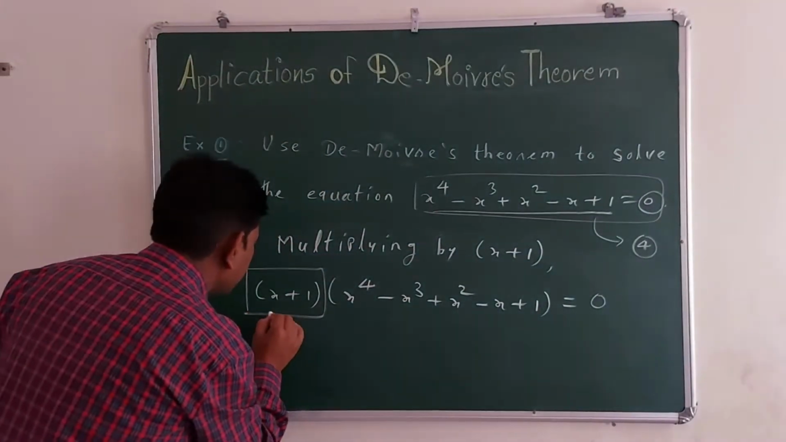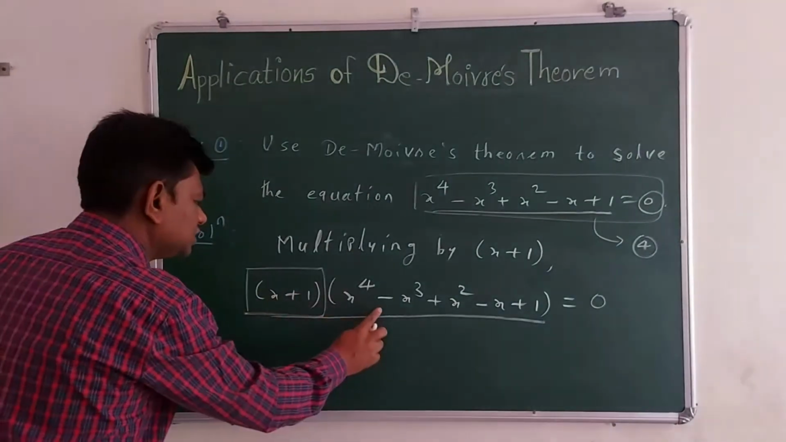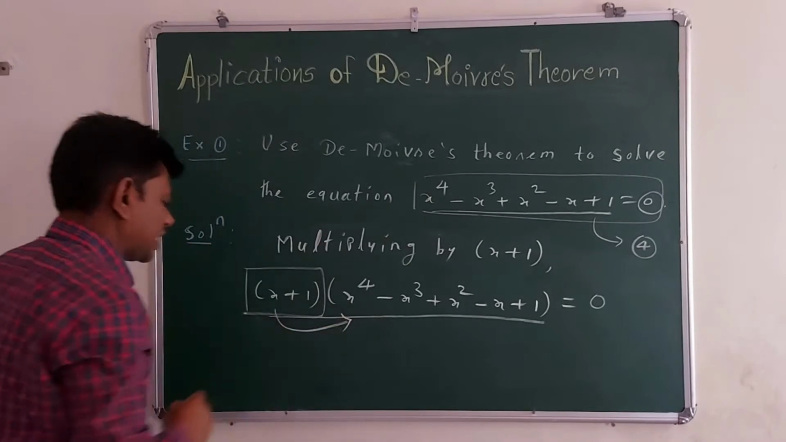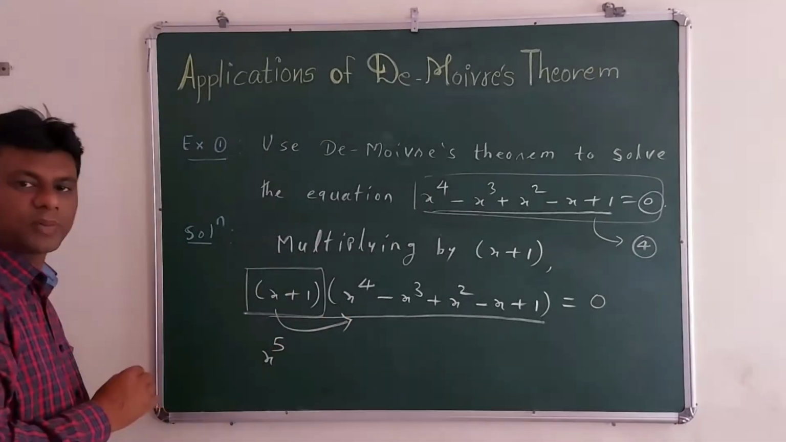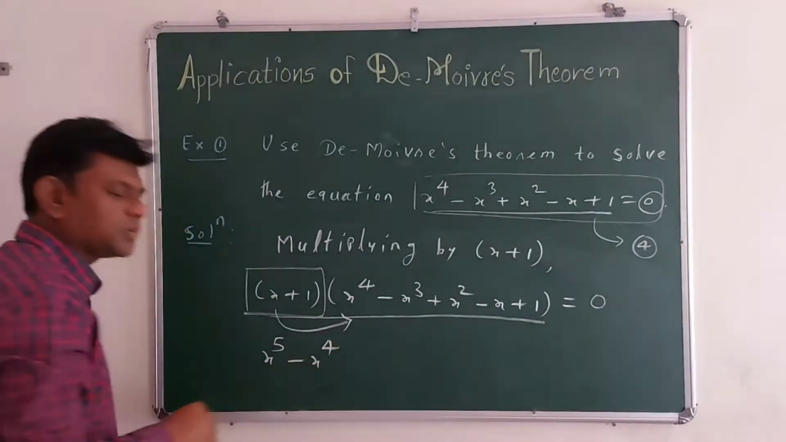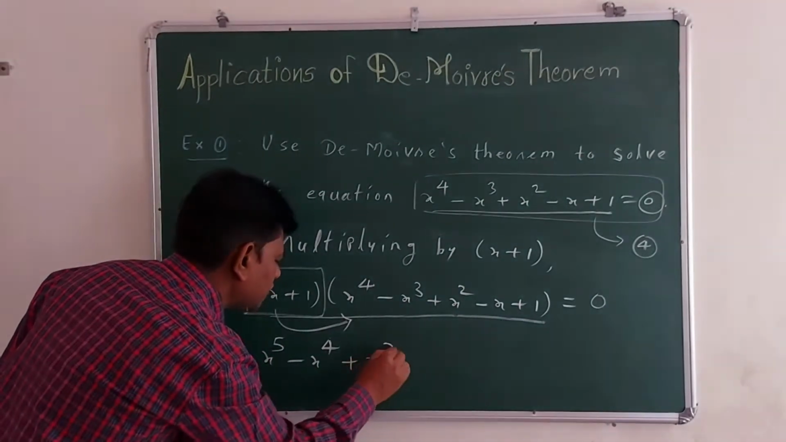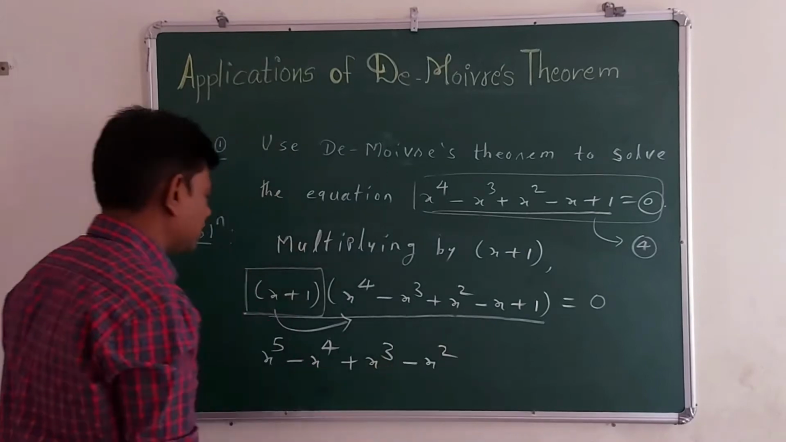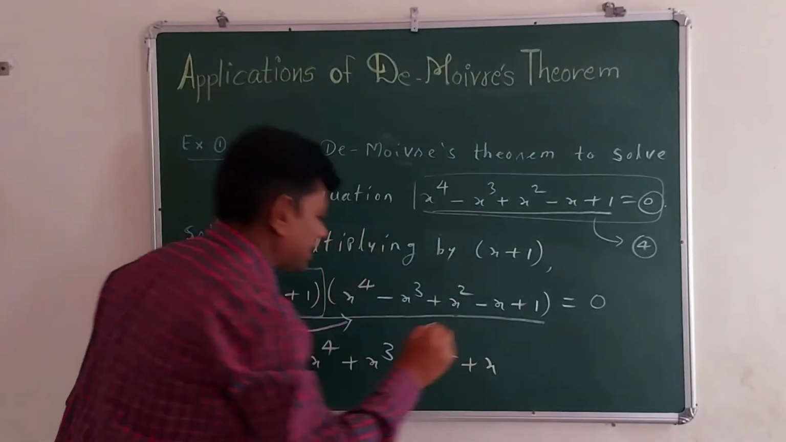Now simplification of these two terms. Now x times this bracket plus 1 times this bracket. Now x times this bracket. X times x to the power 4, answer is x to the power 5. X times minus x cube, answer is minus x to the power 4. X times plus x square, answer is x cube. X times minus x, answer is minus x square, plus x times this plus 1, answer is plus x.